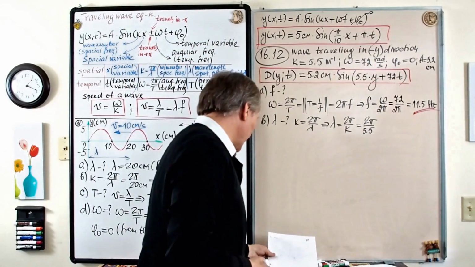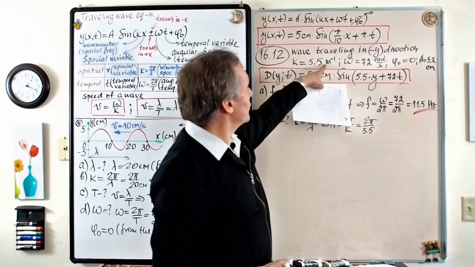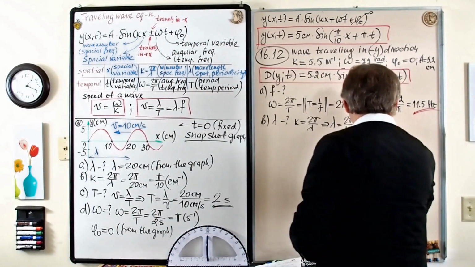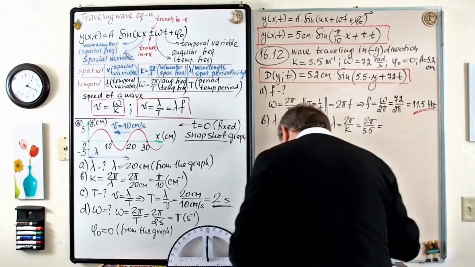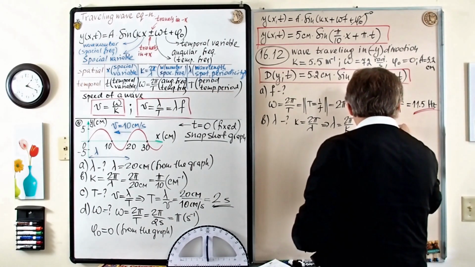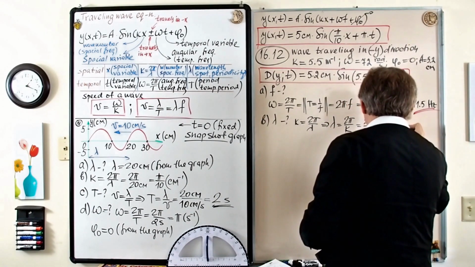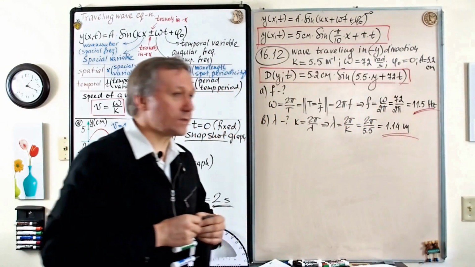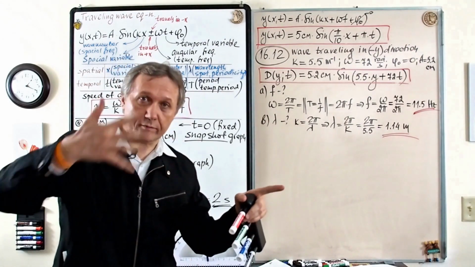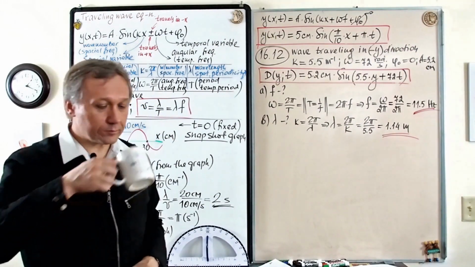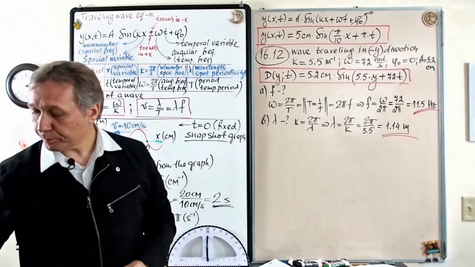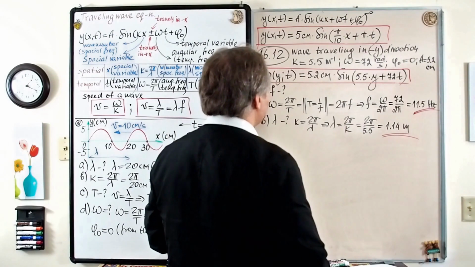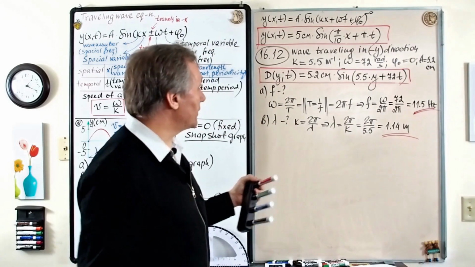We're going to get it in meters, right? Because the units of K are 1 over meters, so lambda will be in meters. If you calculate it, you will get 1.14 meters. So that's the wavelength. Over a distance of 1.14 meters, the wave reproduces itself, right? And the last part, speed. Let's find the speed.